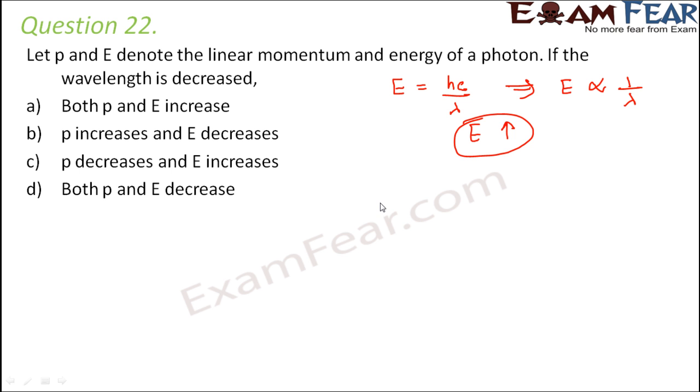Now we have to find out what will happen to the momentum. So now from de Broglie's concept, we know that lambda is equal to h by p. Correct? So from here again we can say that momentum is inversely proportional to lambda. So when lambda decreases, then momentum would also increase. So basically in this case both p and E would increase.